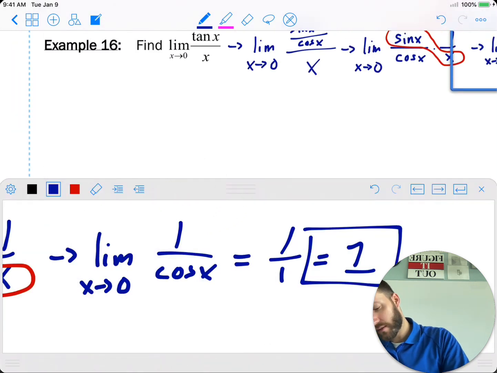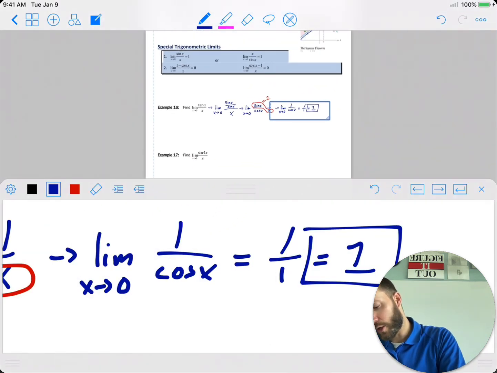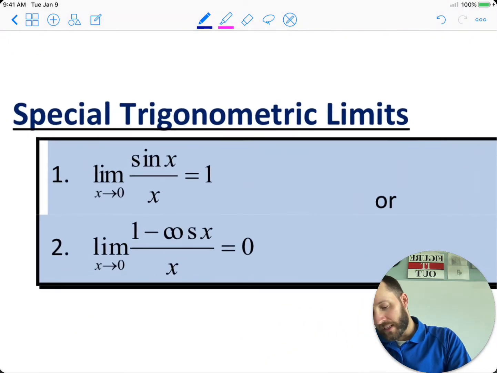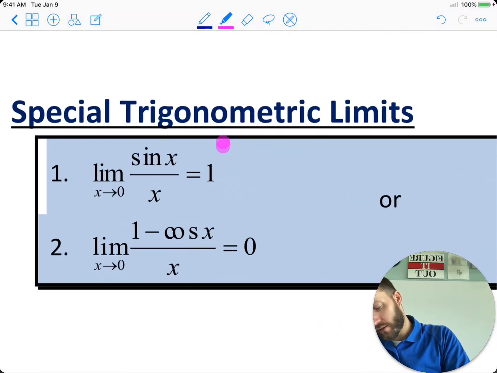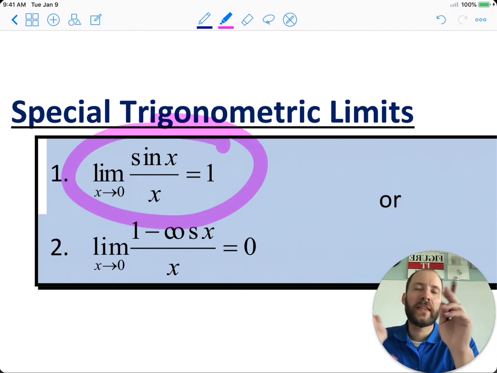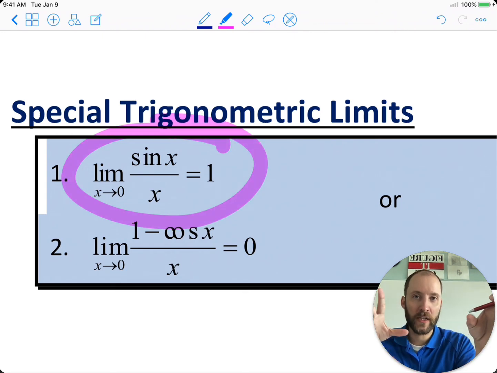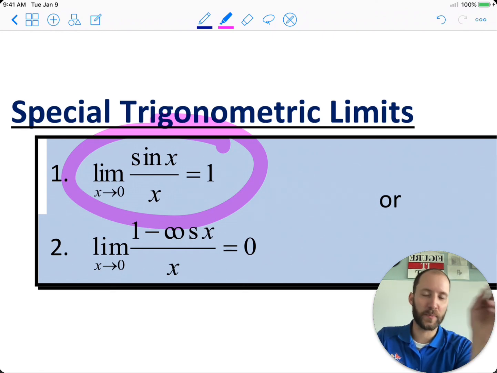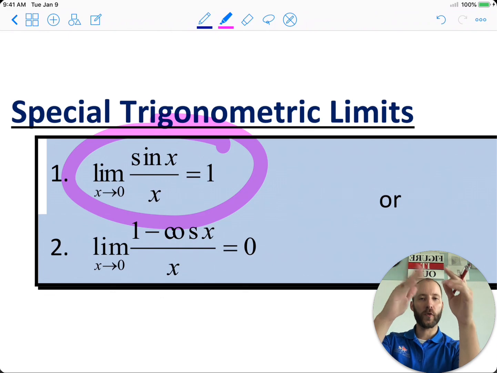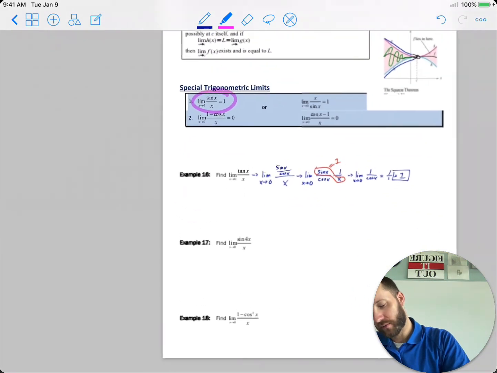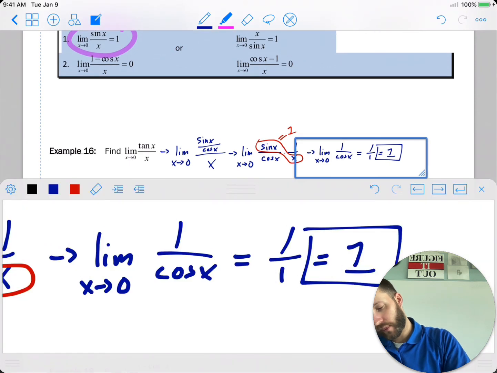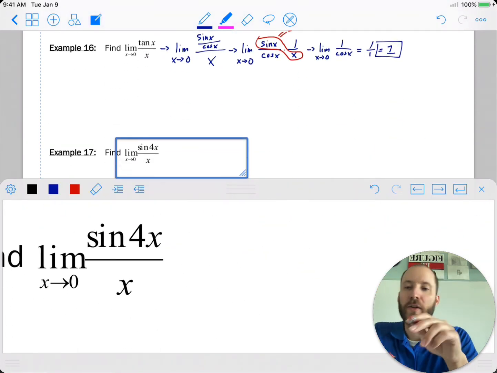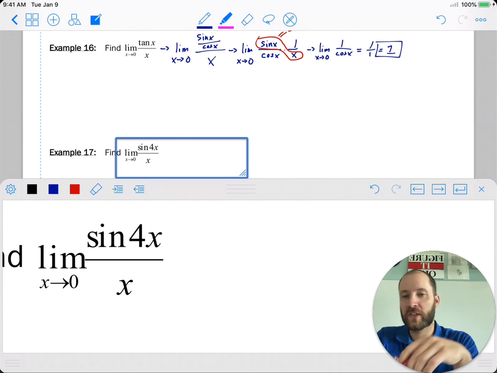Example 17. Here's the thing with the limits. Gonna go back here. Sine of x over x. So look in this one. Think of it also as sine of something over that same something. Alright? So not necessarily always x, but sine of an amount over that same amount. Now we have sine of 4x over x. So sine of something over a fourth of that something.